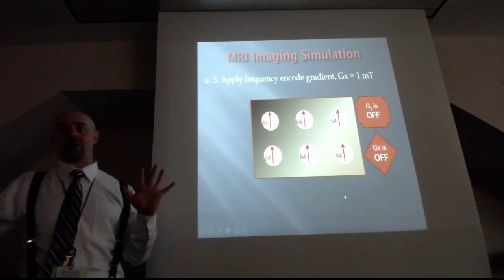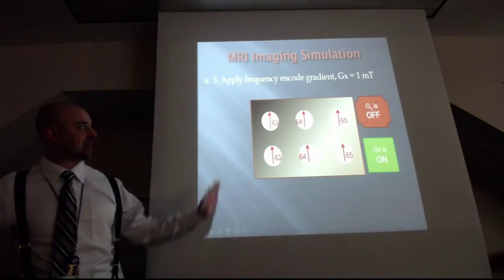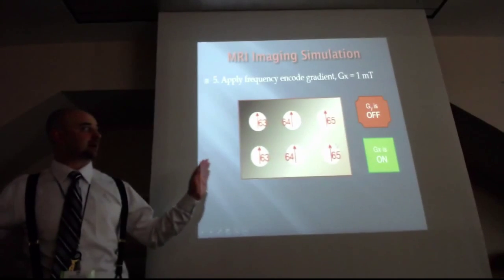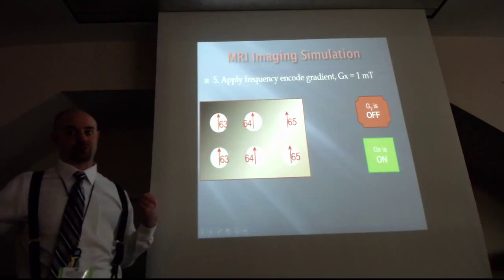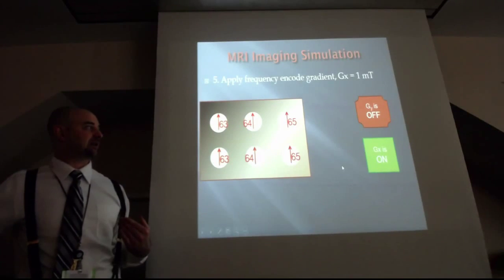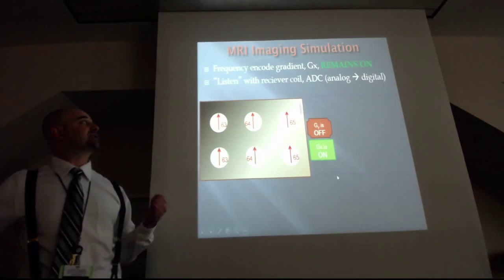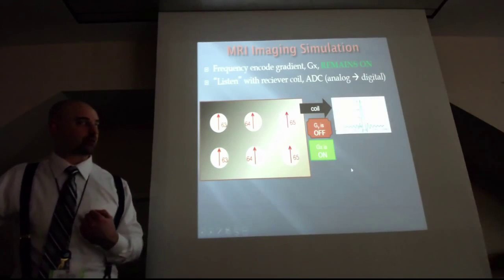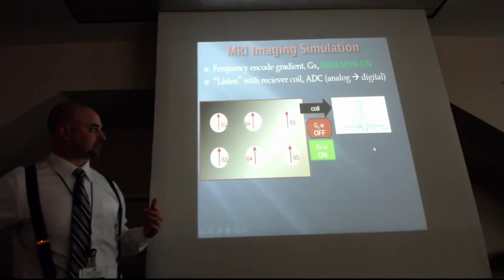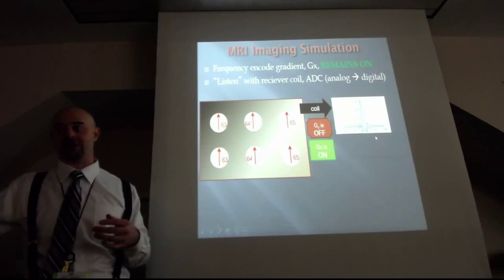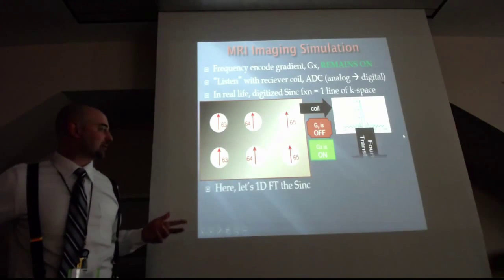Now, say we turn on this 1 millitesla gradient. GX is on, look what happens. Now, from left to right, there's a difference in the speed at which these protons are precessing: 63 at left, 65 at right. Notice GX is staying on. So while GX remains on, we're going to listen to the receiver coil, and we're going to get this sinc-like function. I hope I've said sinc enough times that you're no longer intimidated by a function you never heard of.